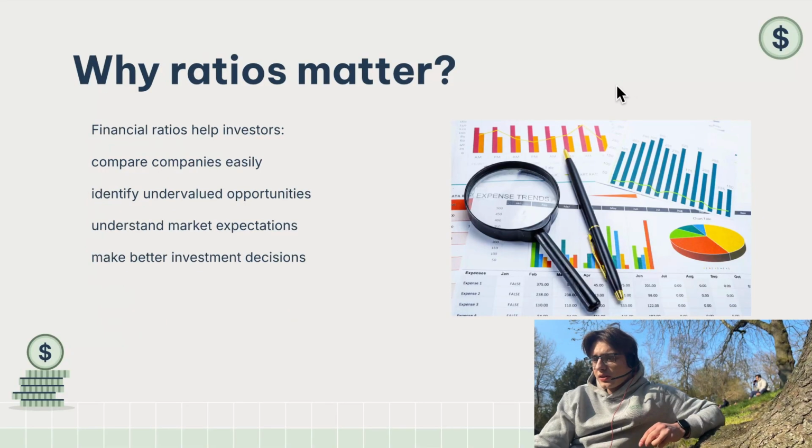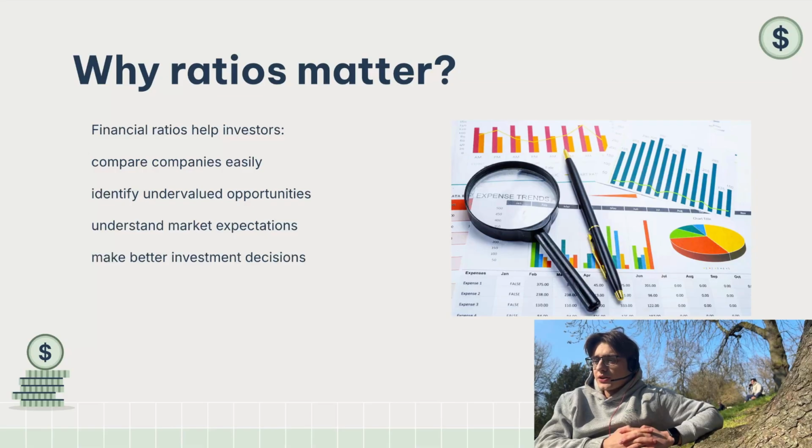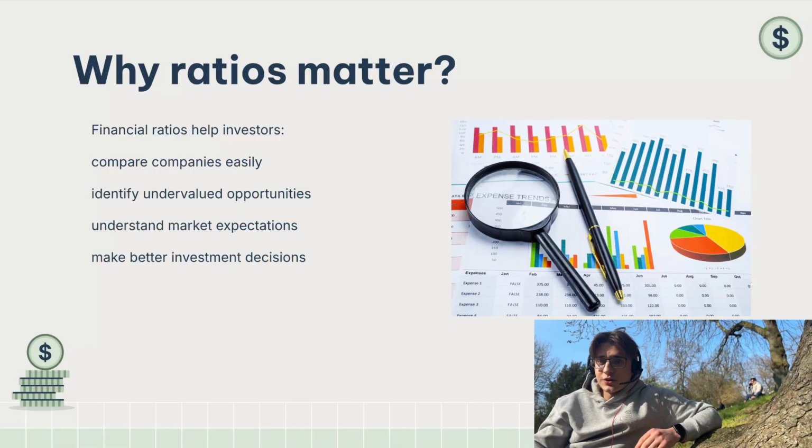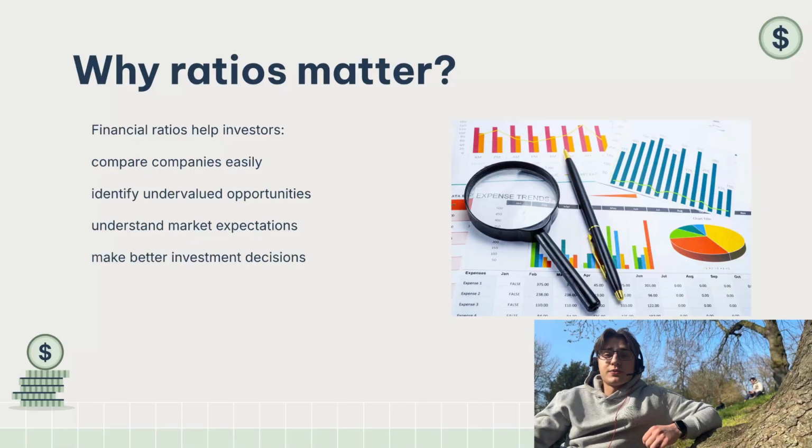So, why ratios actually matter? For investors, it matters because financial ratios can help investors understand and compare different companies easily using financial formulas, which is easily done in Excel or other things like Power BI. And it can show investors they can identify undervalued opportunities for investment so they can make more informed decisions if they should buy, hold, or sell a certain stock. And you can also better understand market expectations and overall make better investment decisions.